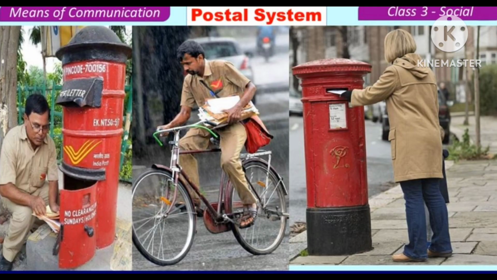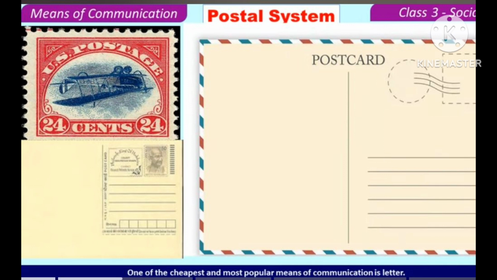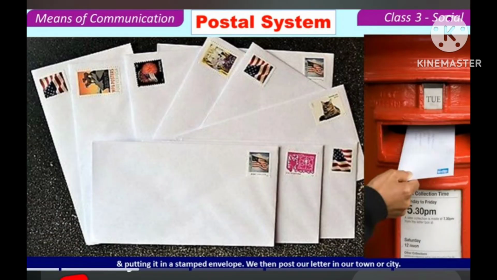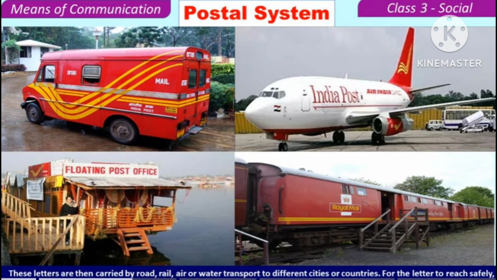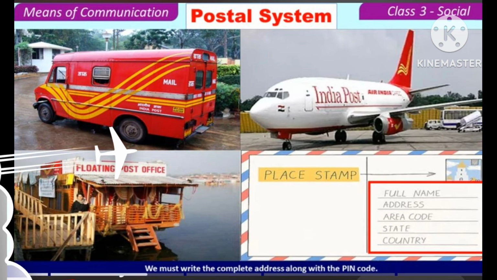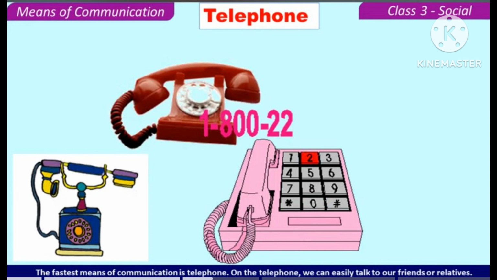So the first one is postal communication, that is the letter. One of the cheapest and most popular means of communication is the letter. A letter can be sent by writing the message on an inland letter, a postcard, or even on a sheet of paper. Then we put it in a stamped envelope, and these letters are carried by road, rail, or air transport. But we must write the complete address along with the pin code.